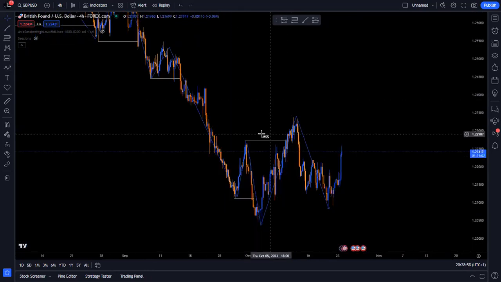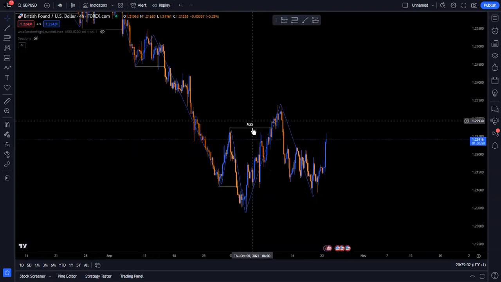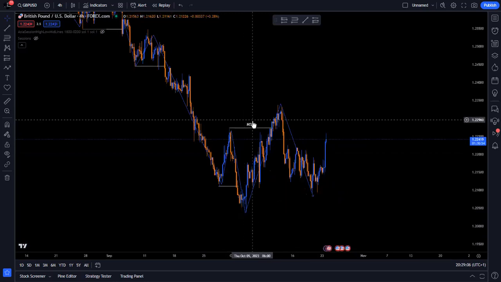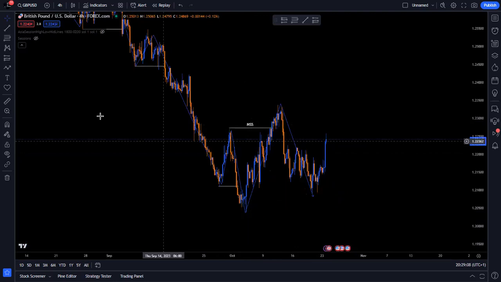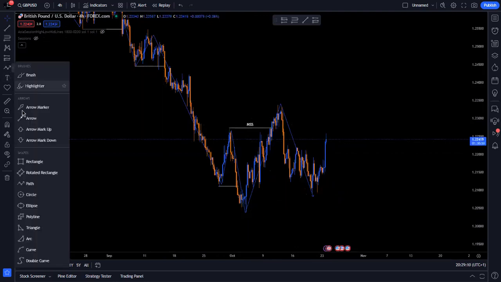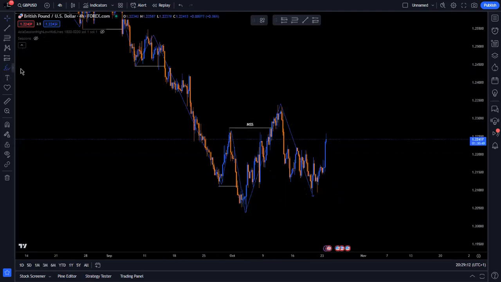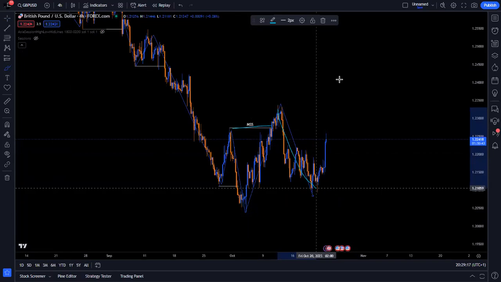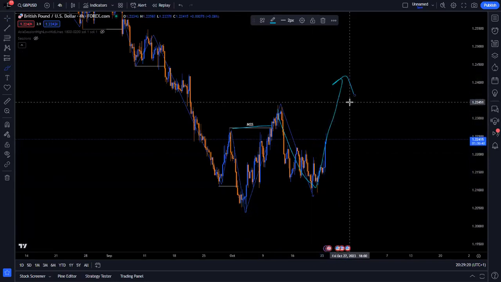Now, this pullback shifted structure, okay? It took out the previous high in the downtrend. Now, this is a market structure shift. And whenever I have a market structure shift, it means that the downtrend is coming to an end. And of course, you can see what price is doing at the moment, okay? After we had that market structure shift at this point, price did what? Gave the pullback. And then at this point, we expect to see higher prices.